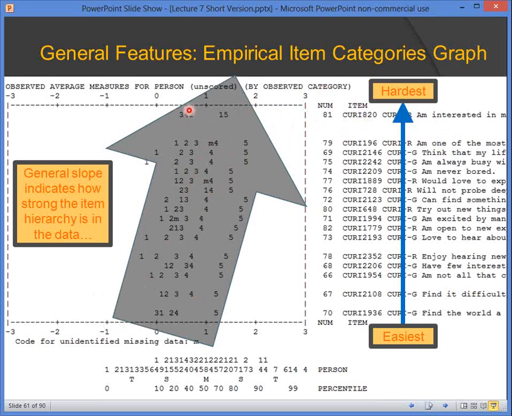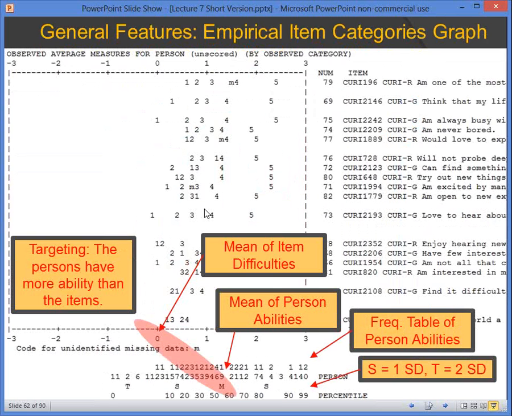To the extent that our items actually reflect an item hierarchy, we're going to see some kind of a gentle slope here. And then the last thing to notice, the last of the features about the empirical item categories graph, is that at the bottom here you have a frequency table.